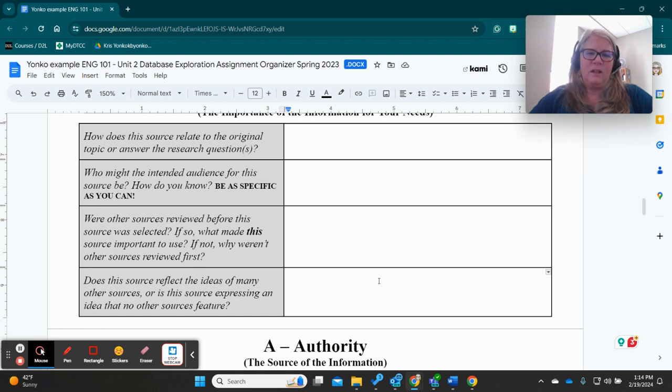feature? So, like I said, this one seems to be talking more about the Ring cameras and the individual, personal security cameras, whereas the other ones were talking more about governmental, I guess, or law enforcement security. So that's why this one seemed to bring in a different point. Okay, so you're just going to answer these questions about the relevance of your source.